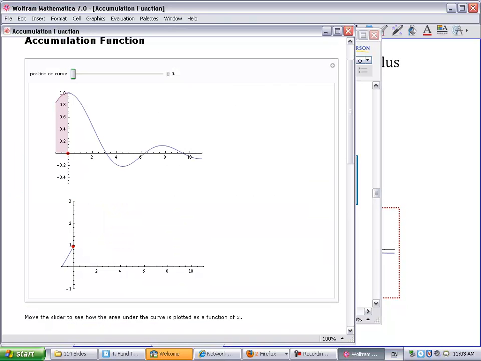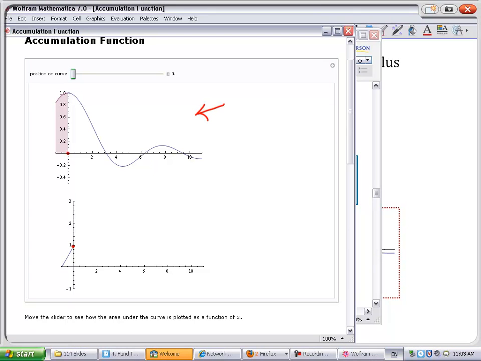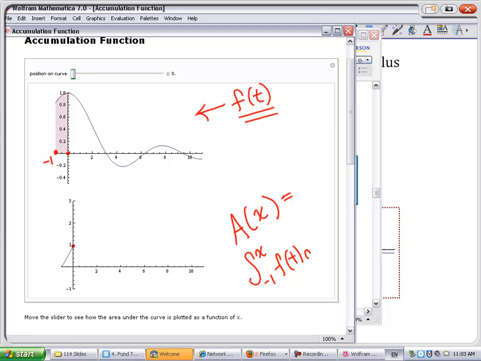So this looks like this. This graph right here is the graph of f of t, right? And this graph right here is the graph of A of x. It's the area under f of t between -1 and wherever our x value is. So A of x is the area from -1 up to x of f of t dt.